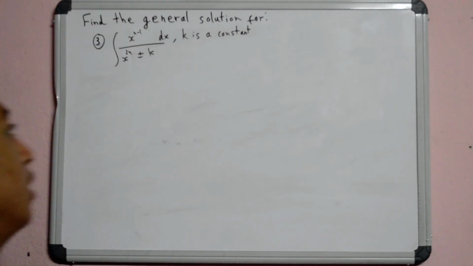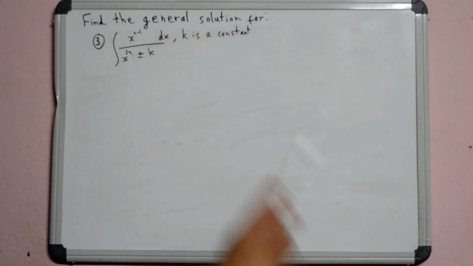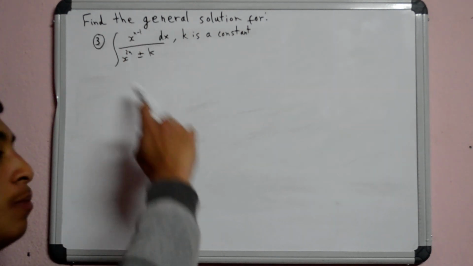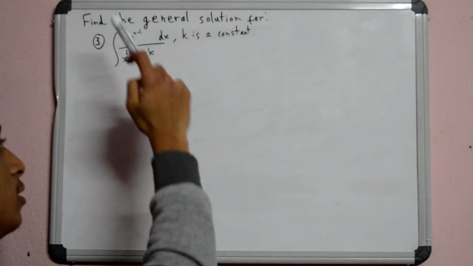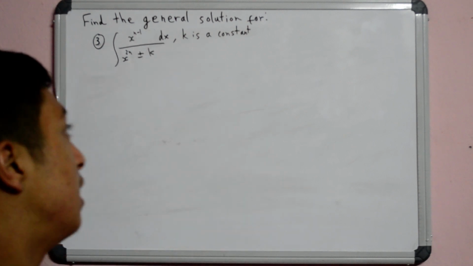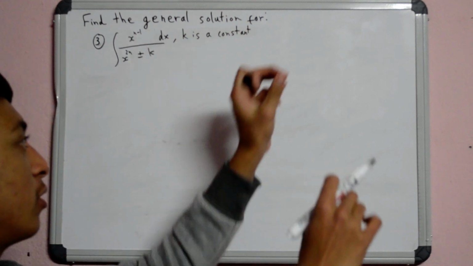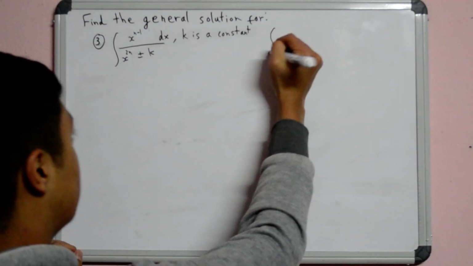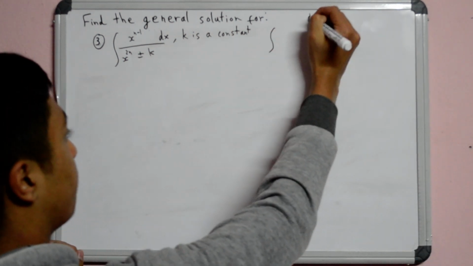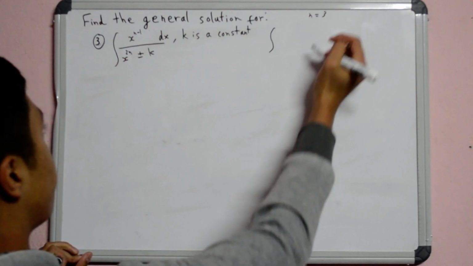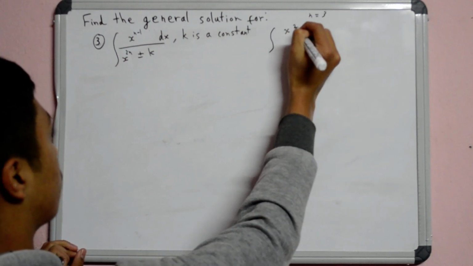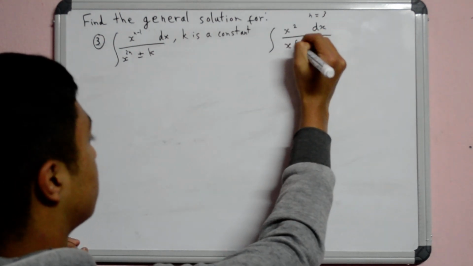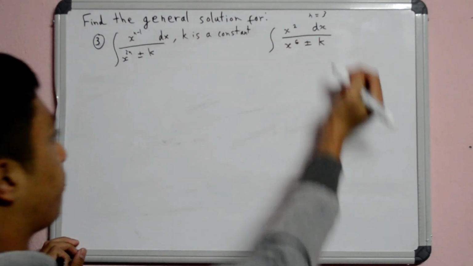Hello everyone, let's find the general solution for this integral right here, x to the power n minus 1 by x to the power 2n plus minus k. So, like in the previous videos, let's start off with an example. Let's choose n to be 3. That means we get x square dx by x to the power 6 plus minus k.